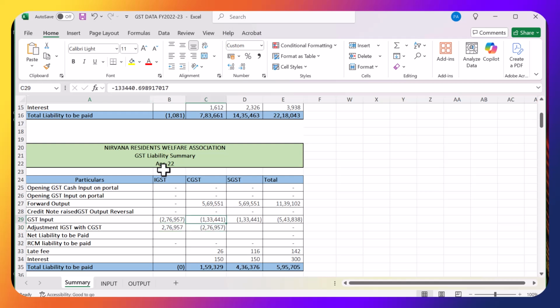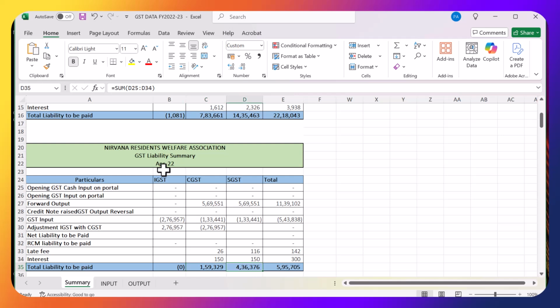So this was the input credit. This was the total liability, 11 lakh 39,000 for the month of April. And this was the input tax credit available, which was 1 lakh 33,000, 1 lakh 33,000, and 2 lakh 76,000 here. This was applied for paying the CGST liability. Because we deposited a little late, we had to pay some late fee and interest. So this was the final liability which we paid for April.